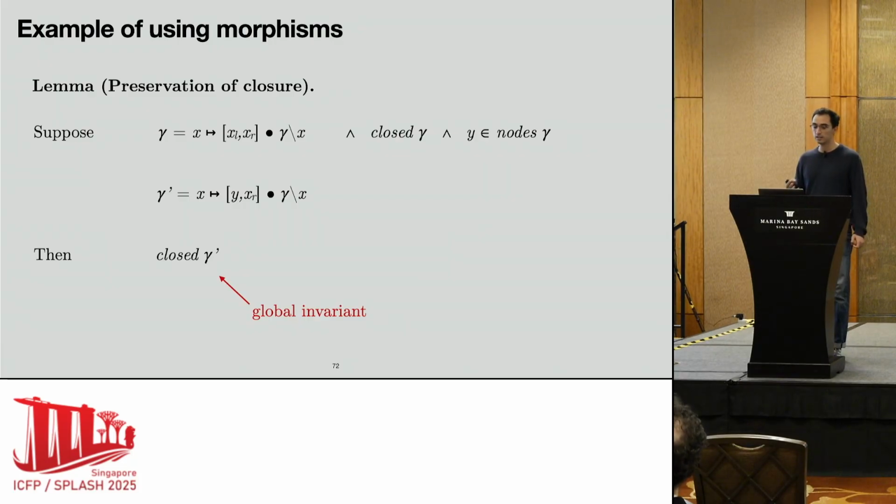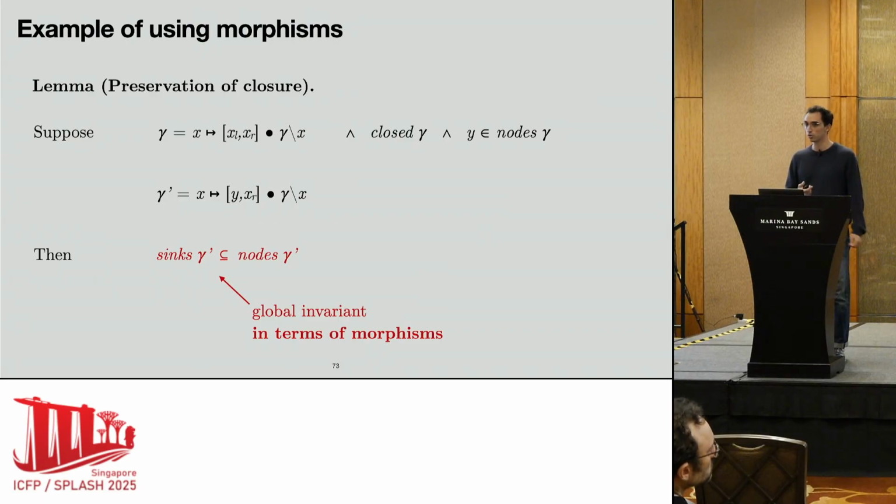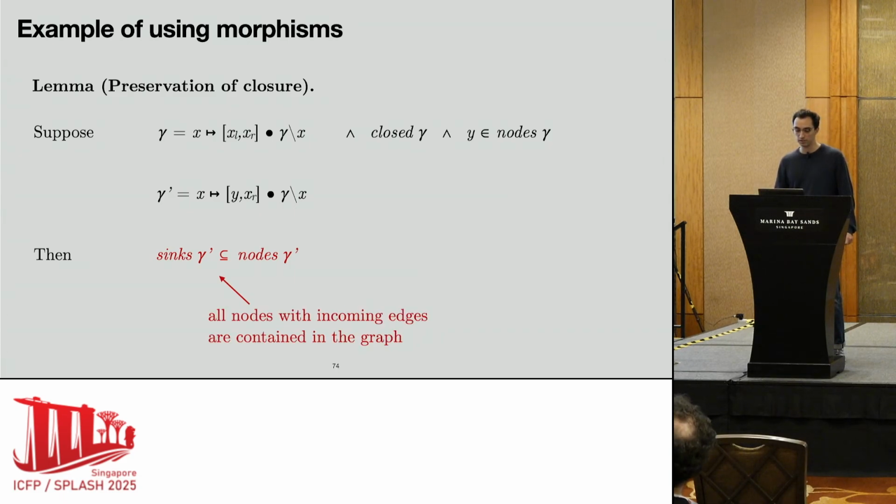So the key idea is that even though the property is not a morphism and it does not distribute, we can very often define it in terms of morphisms, and in that case, we will find the distributivity and the locality deeper inside the property. So we do just that, and we define it in terms of sinks and nodes, which we saw were examples of morphisms. So by saying sinks of gamma prime are contained in the nodes of gamma prime, we are saying that there are no dangling edges.